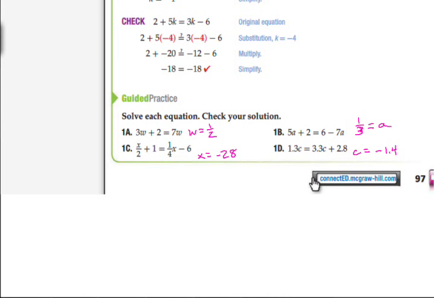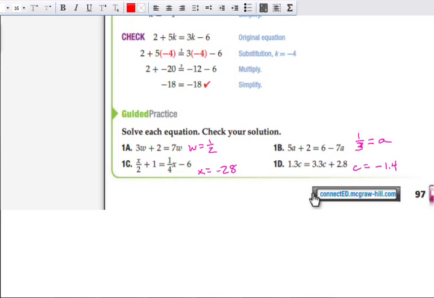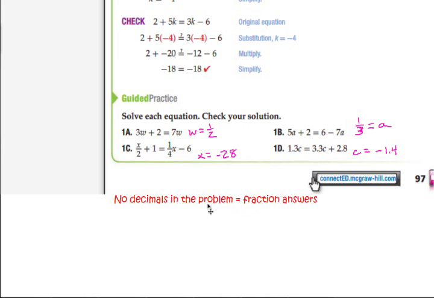The one point I will make is that the only time it's okay to have a decimal in my answer is when a decimal is in the problem, unless the directions say so. So no decimals in the problem, like in 1B and 1A, that means fraction answers. Okay? If you're ever not sure, ask. But usually that's a good rule to go by. No decimals in the problem means no decimals in the answer. All right, then we don't get in trouble with rounding, and we're going to have to be comfortable with fractions all year, so it's good practice for us.